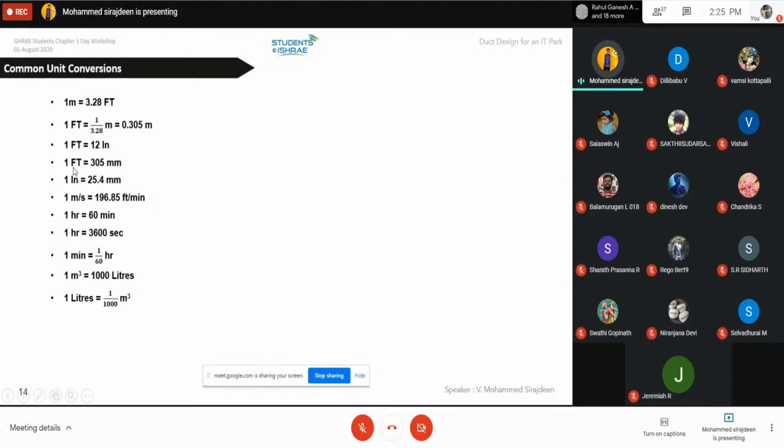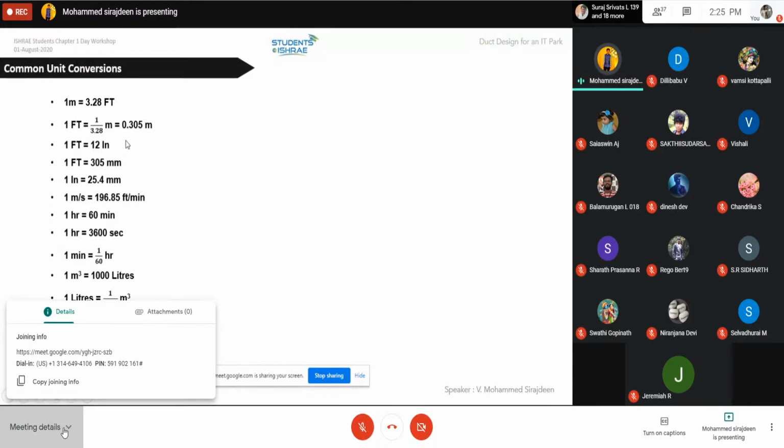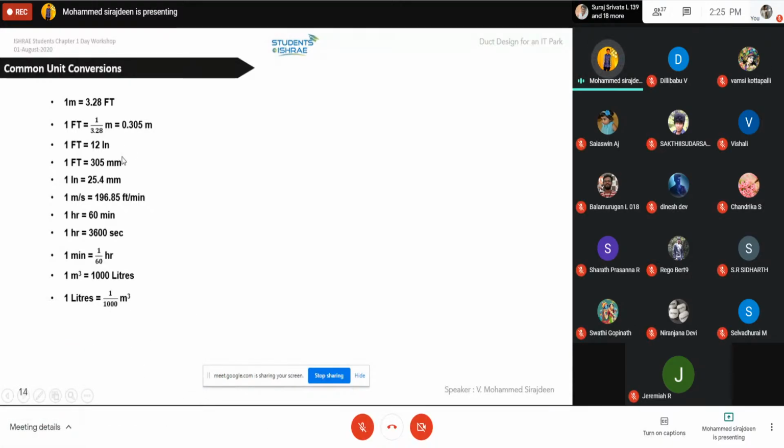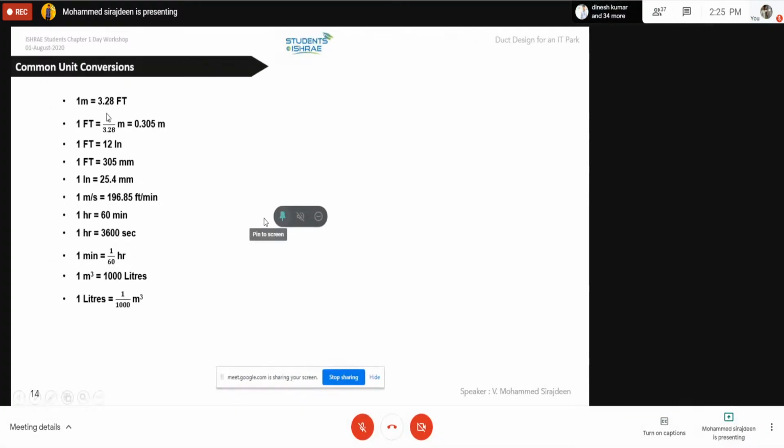1 foot is equal to 12 inches, 1 foot is equal to 305 mm, and 1 inch is equal to 25.4 mm. You may wonder, but this kind of question will be asked in interviews also. So many students struggle to answer these basic questions. It will be very good if you are very strong in the basics.